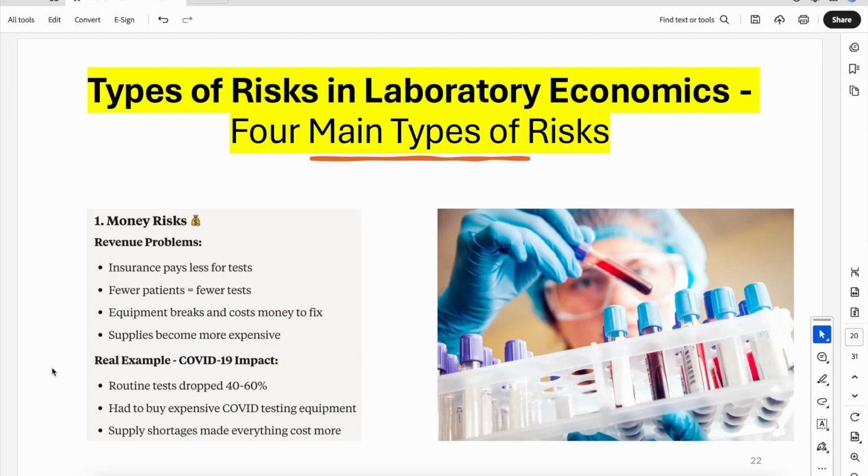Real example, COVID-19 impact. During the pandemic, many laboratories experienced routine tests dropping 40 to 60% as patients avoided healthcare facilities, need to purchase expensive COVID testing equipment quickly, supply shortages that made everything cost significantly more. This demonstrates how external events can rapidly transform a laboratory's financial position.